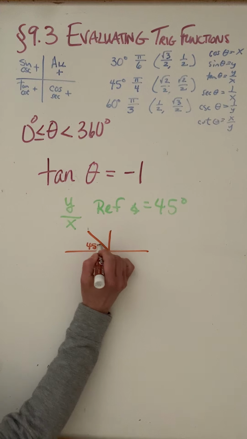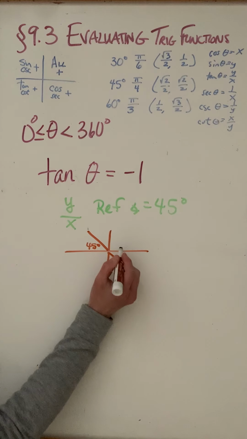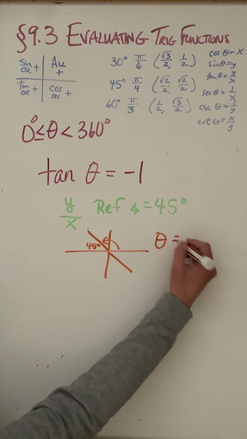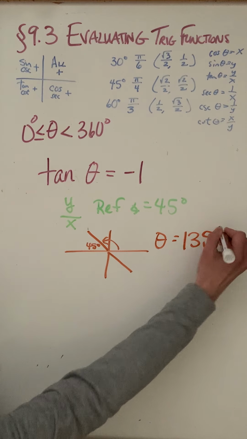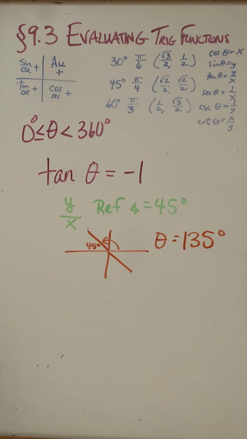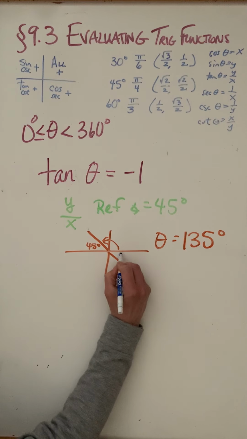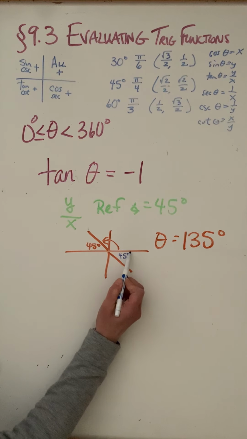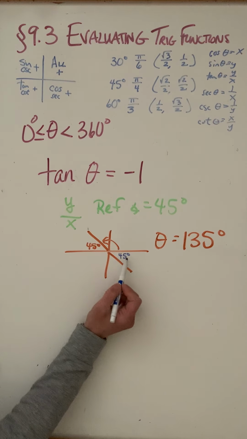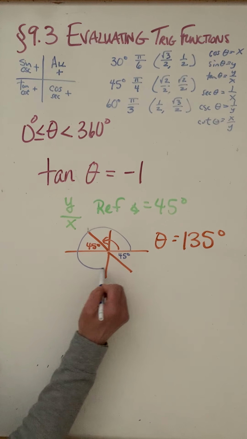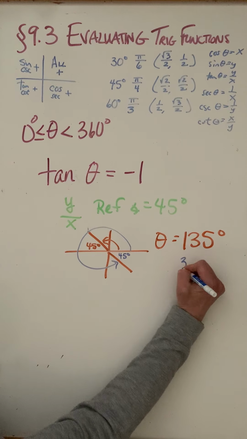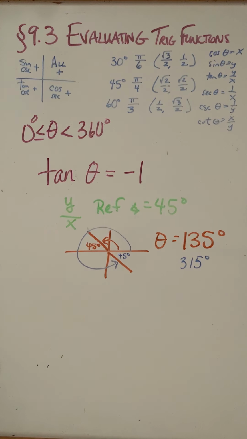So if I have a reference angle of 45 degrees in the second quadrant, I need to know what this angle is. If I subtract 45 from 180, that would give me an angle of 135. And now let's do the same thing in the fourth quadrant. I need a reference angle of 45 degrees in the fourth quadrant. Again, remember your reference angle is always with the positive x-axis and the terminal side so that you get that acute angle. I need to know then, what is this angle? If I do 360 minus 45, that gives me 315 degrees.